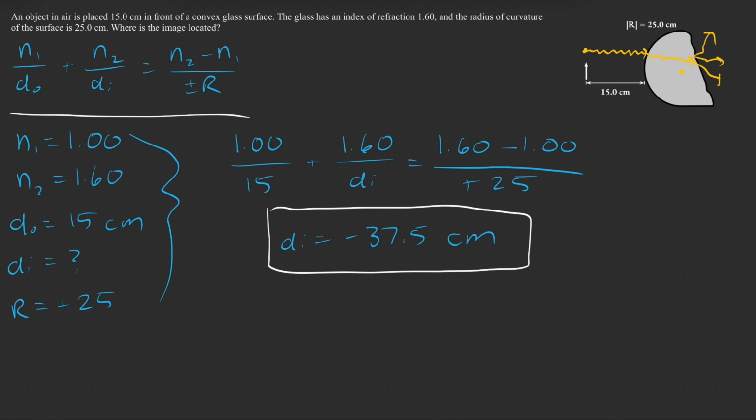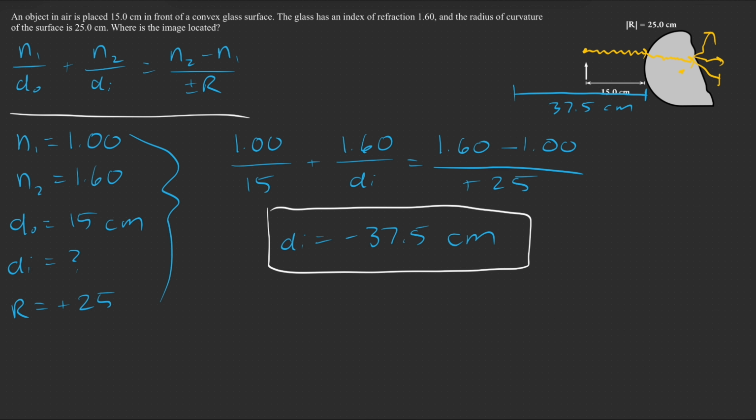Okay, now let's interpret what our negative sign means. The negative sign means the image appears on the same side of the surface that the object started on. So in our picture here, this means that our image appeared 37.5 centimeters to the left of the refracting surface. So that would be our answer to this problem. Our answer to the problem would be the image appears 37.5 centimeters to the left of the refracting surface.